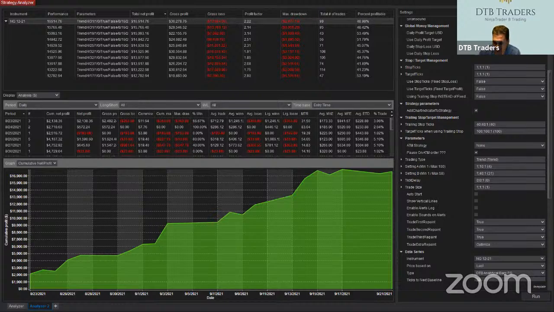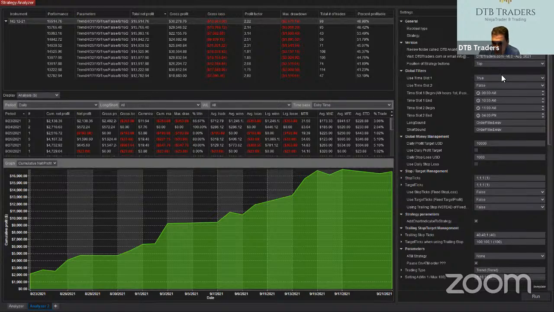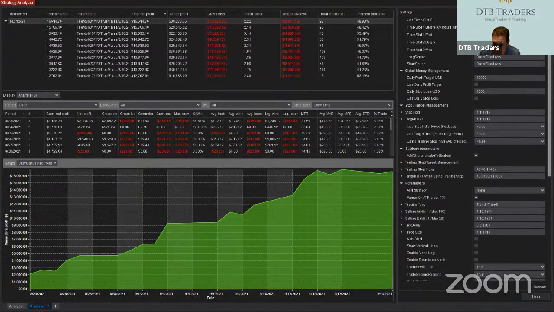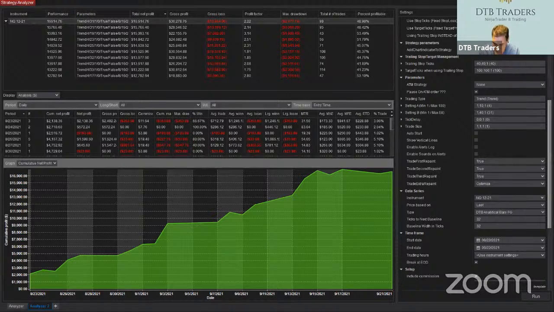What I've done with the analyzer, and the beauty of this is you can basically optimize any instrument that you would like to, as well as any time slot. We're using the 9 a.m. to 10:55 a.m. time slot for this session, and we are optimizing the NQ. With this specific optimization, I've analyzed the last month's worth of data. If you look at the dates there, it's 22nd of August to the 22nd of September. So it's an entire month's worth of data.